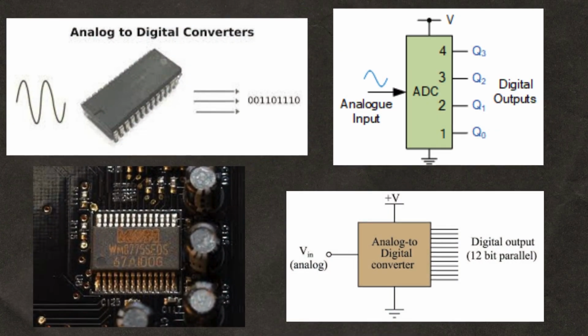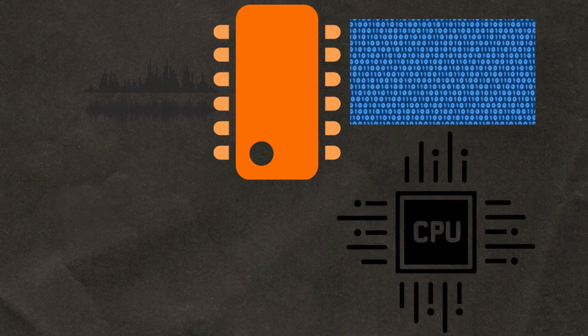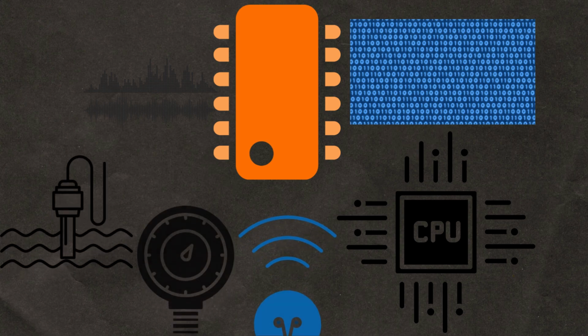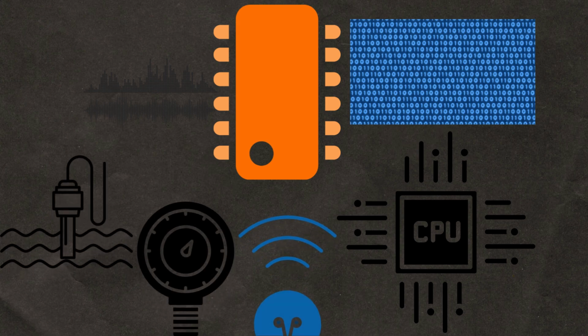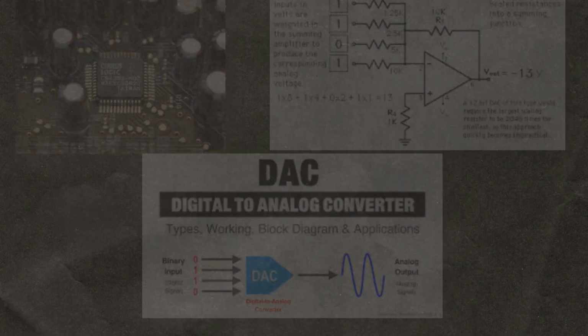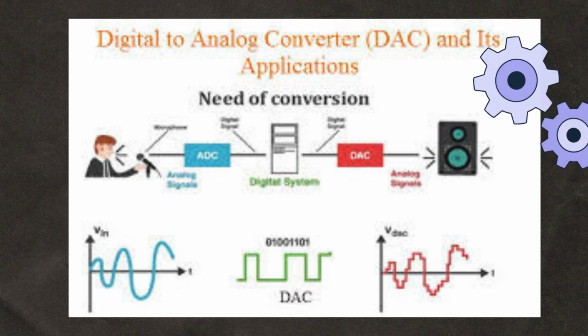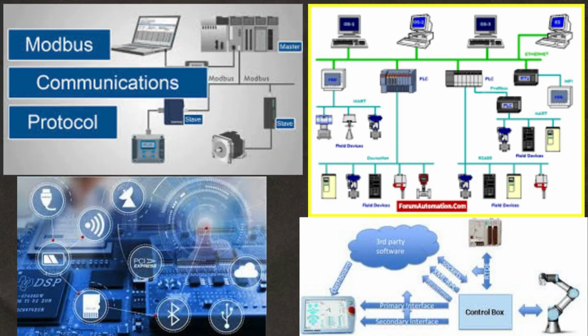Analog to digital converter, ADC. Converts analog signals, e.g., voltage, into digital values that can be processed by the CPU, and is commonly used for interfacing with sensors like temperature, light, or pressure sensors. Digital to analog converter, DAC. Converts digital data back into analog signals, and is used in applications like sound generation or motor speed control.